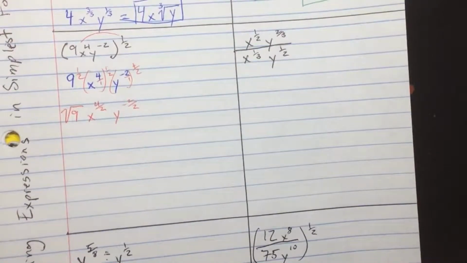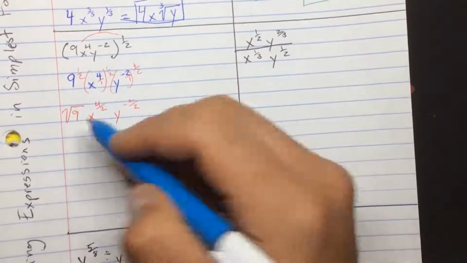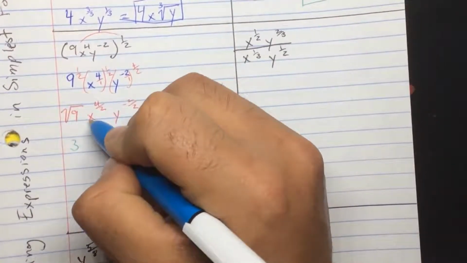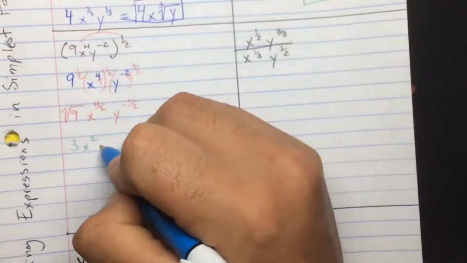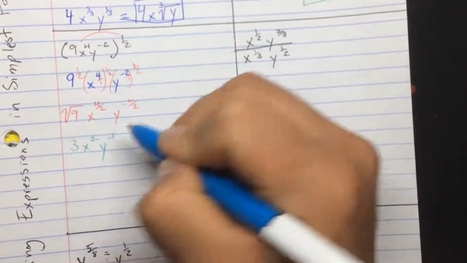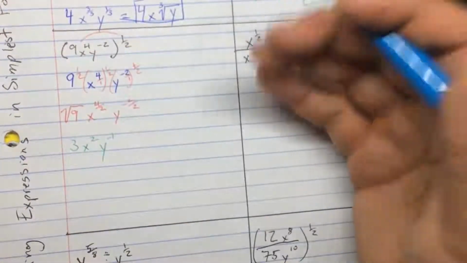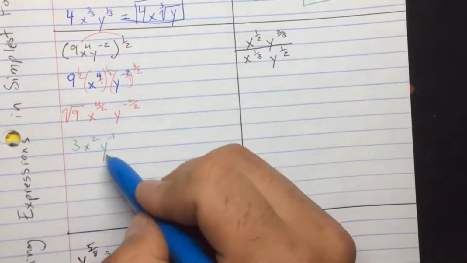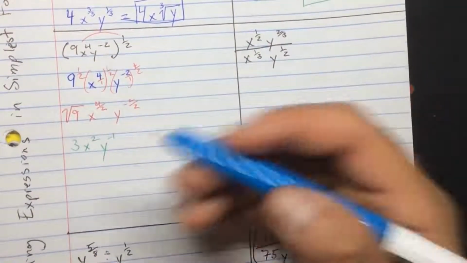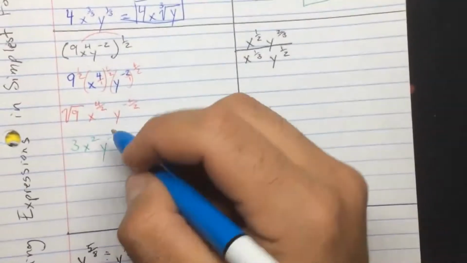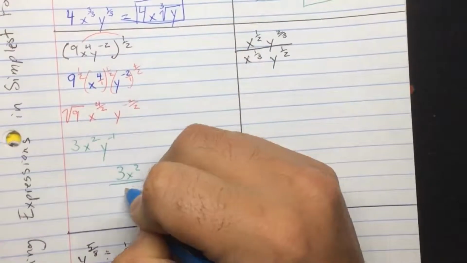Now we're going to go to green, next color. Now we can say that our square root of 9 is 3. x to the 4 over 2 would be x squared. And then we have our y to the -1, because -2 over 2 is -1 when we divide. Now all we have to do is change our -1 exponent by taking the reciprocal of it, and that would give us our final answer, which is 3x squared over y.